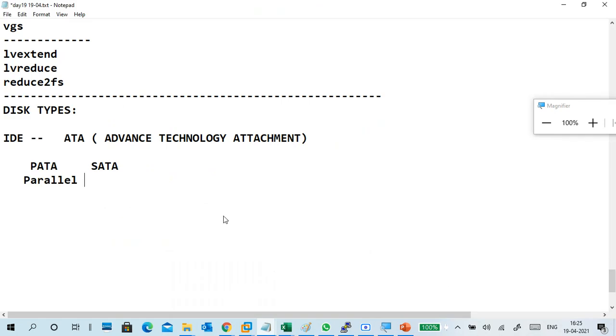Parallel Advanced Technology Attachment. Next one is SATA. What is SATA? Serial Advanced Technology Attachment. So what is the use of this parallel advanced technology attachment? Parallel is actually a ribbon cable that will come up.